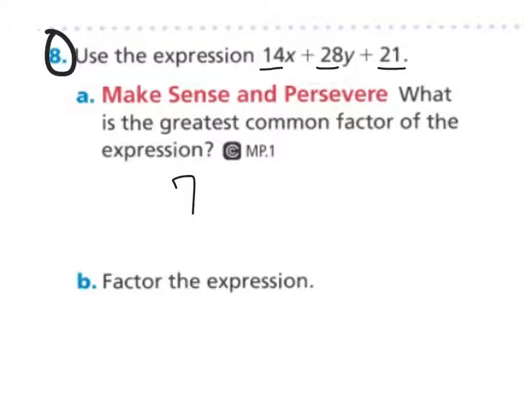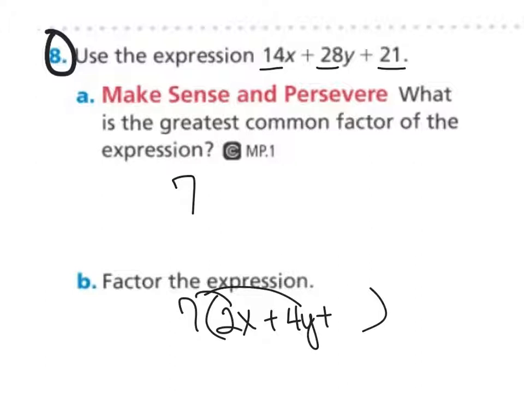Part B, they want us to factor it. So factoring, we would have a 7 out in front. And then we need to think about 7 times what to get 14x. And that would be 2x. 7 times what to get 28y. That would be 4y. And then 7 times what to get 21. And that would be 3. So that would be our factored expression.